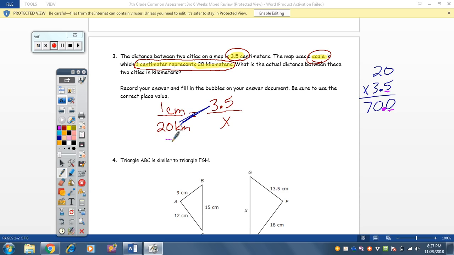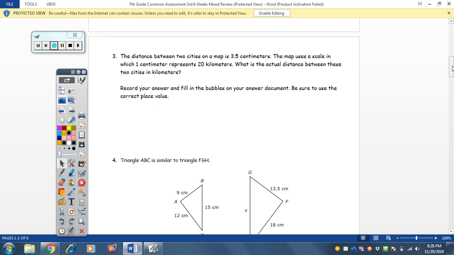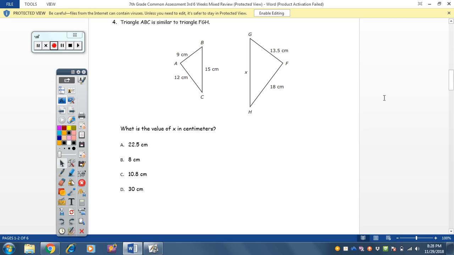20 times 3.5 is 70. And 1 times x is x. So this is your answer. The decimal has to be there. If you got it right on your paper, but wrong in real life, you got a decimal issue, my friend.